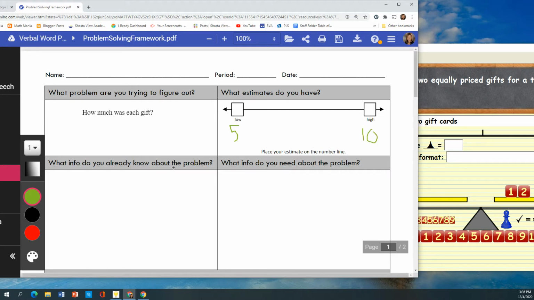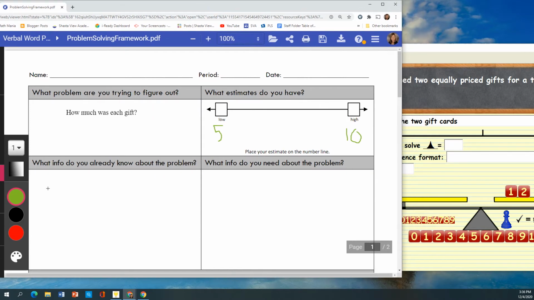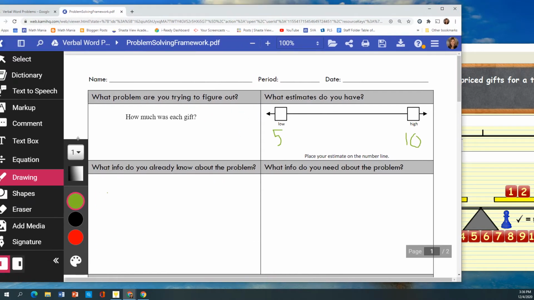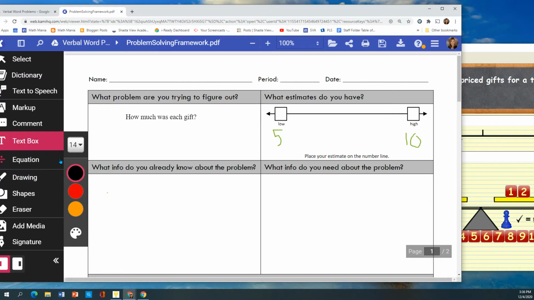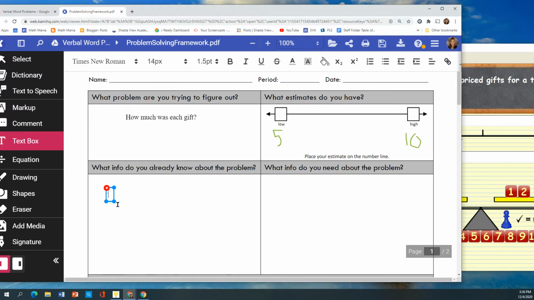What info do you already know about the problem? So we already know that there are 2 gift cards that equal $12. Sorry, I'm trying to get this to work. And as the math gets more complicated, this won't feel as tedious.